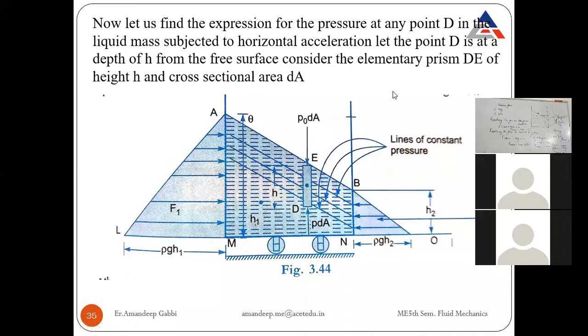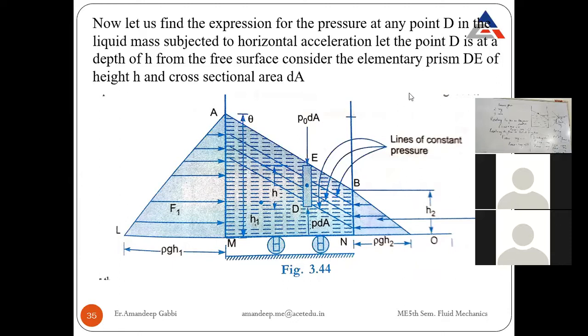Now let us find out the expression for the pressure at any point D in the liquid mass subject to horizontal acceleration. Let the point D be at a depth of h from the free surface. Consider the elementary portion DE of height h. This is the DE element, and the cross-sectional area is dA. The top surface is dA, and the bottom surface is again dA.